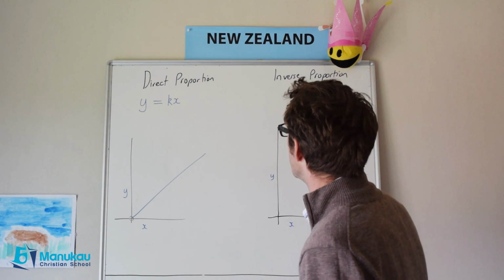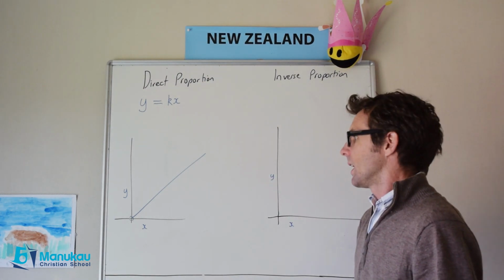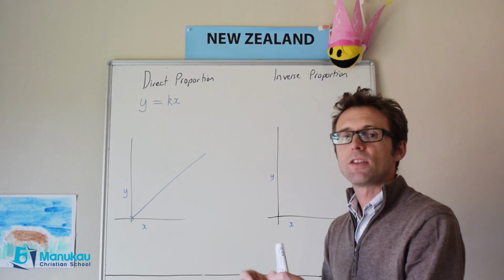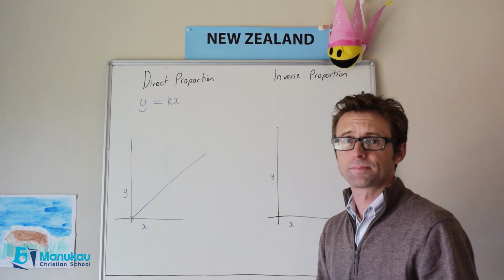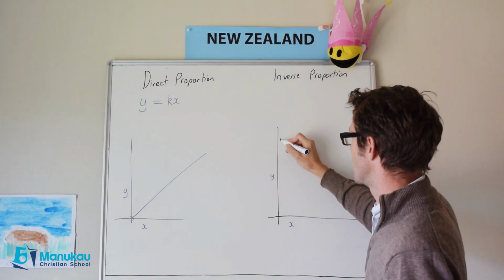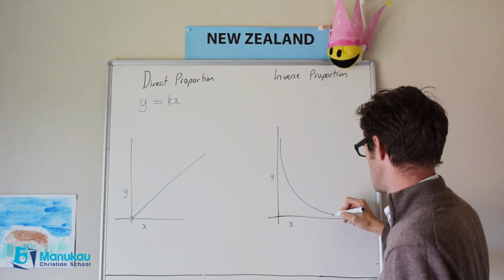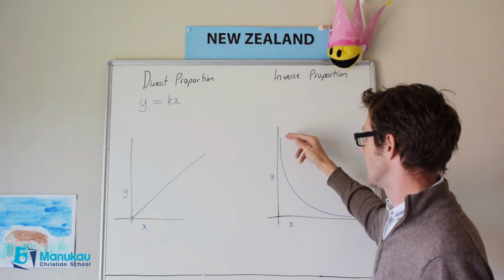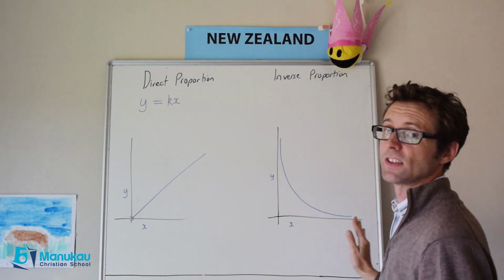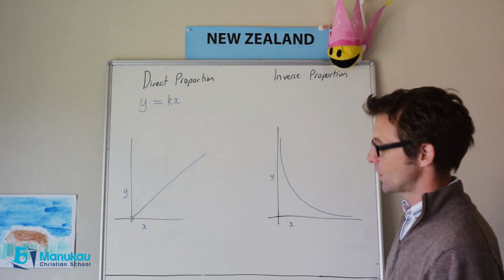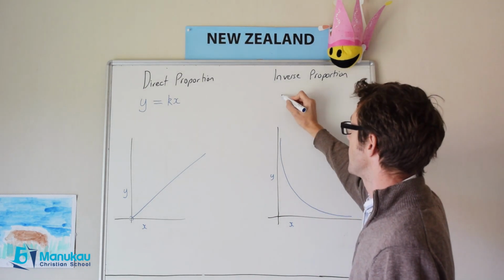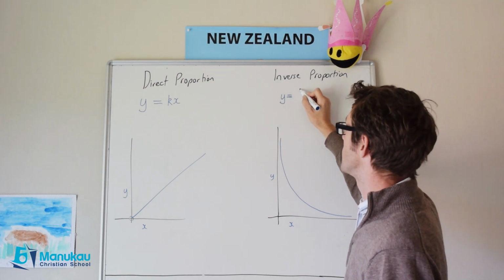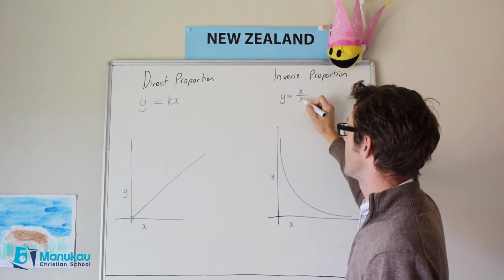Moving over to inverse proportion, here we have two variables, and as one increases, the other decreases. So your graph in this case is going to look something like this. As something decreases, so as y decreases, we see that x increases. So that's what an inverse proportion graph will look like. And the formula that we need to be aware of for inverse proportion is y is equal to a constant over x.